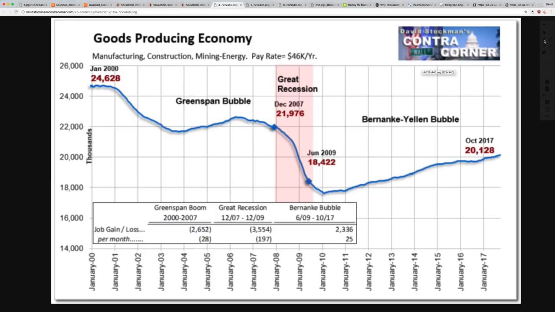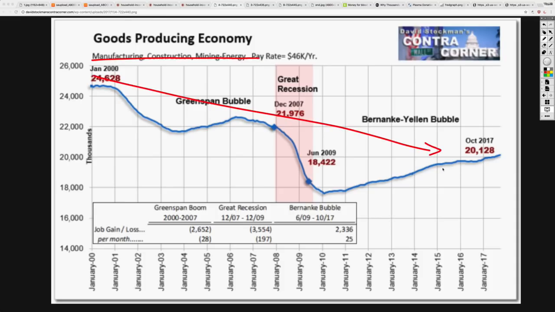All right. Now, these are charts from David Stockman here. Goods producing economy. Okay. Manufacturing, construction, mining, and energy. Look at what happened. This is consistently declining. Whether it's Greenspan, whether it's Bernanke, Yellen, it doesn't matter. It really doesn't matter. And while, yes, it has come up in recent years, you are seeing a trend, and that is downward, right?